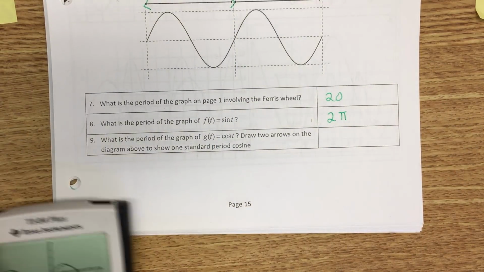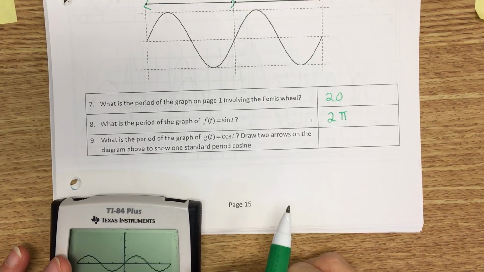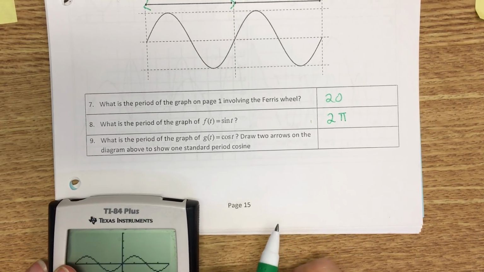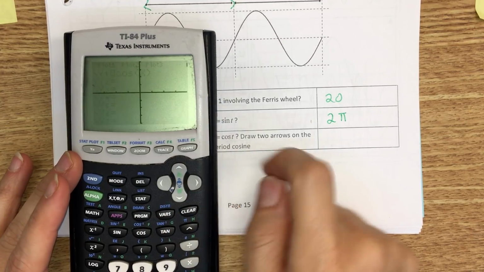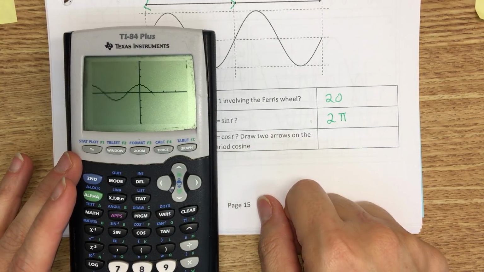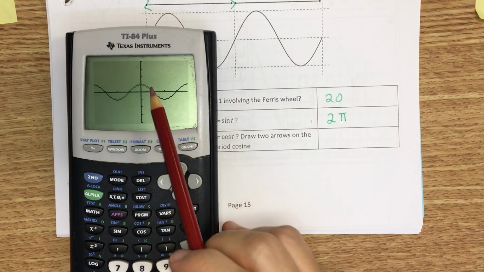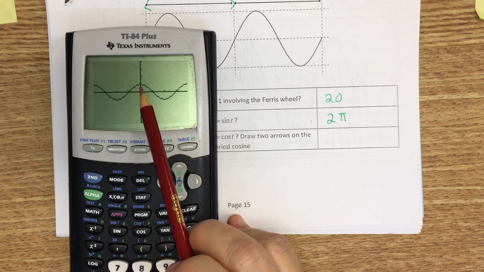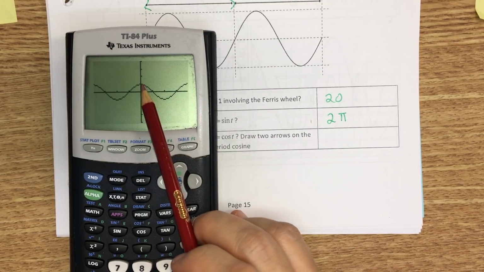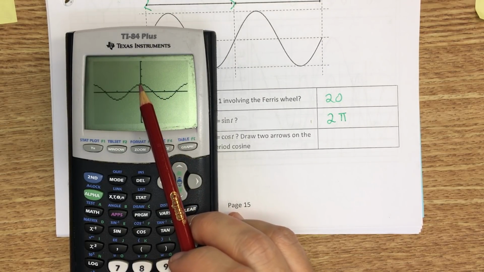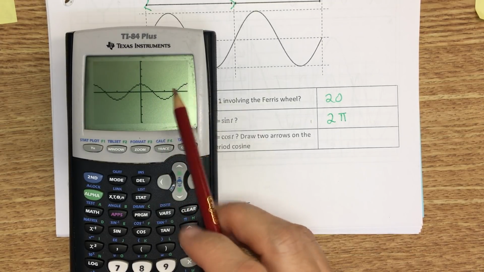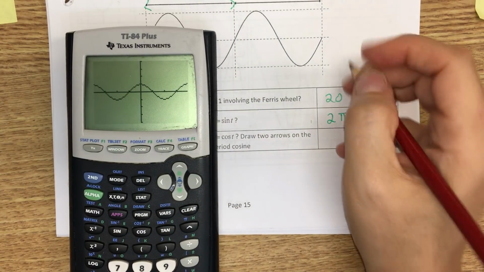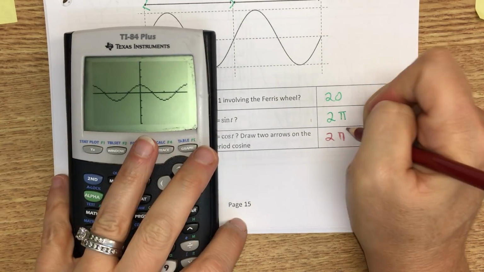Number 9 says, what is the period of the graph g of t equals cosine t? Draw 2 arrows on the diagram above to show one standard cosine period. If I switch my graph to cosine, I see one cycle starts at the top and comes down. Imagine starting at the top of the Ferris wheel, going down to the bottom and back up to the top, that would be one period. So that's still 2 pi. Let's draw that on the picture.